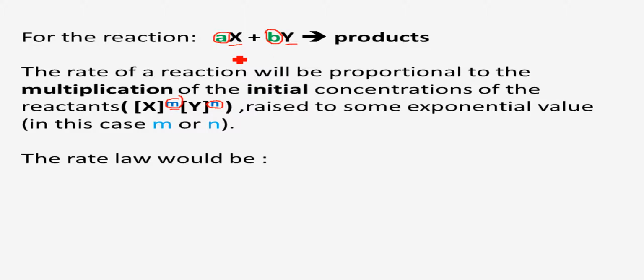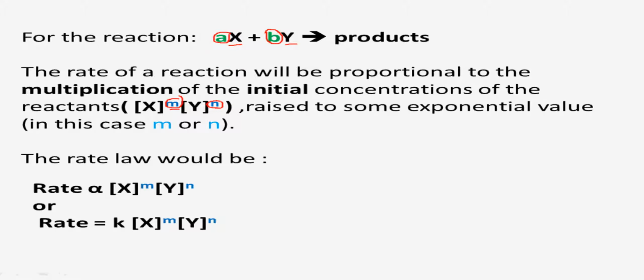There's only one situation where the coefficients of a balanced equation match up with these exponents. And we'll talk more about that later. So if we were to write the rate law, it would look something like this. The rate of the reaction is going to be proportional to the initial concentration of my X raised to some exponent M and the concentration of Y raised to some exponent N. And to turn it into an equation, we just have to add some kind of a constant here. So this is a general form of my rate law. It has the concentration of my reactants, and those reactants are raised to the exponents M and N.